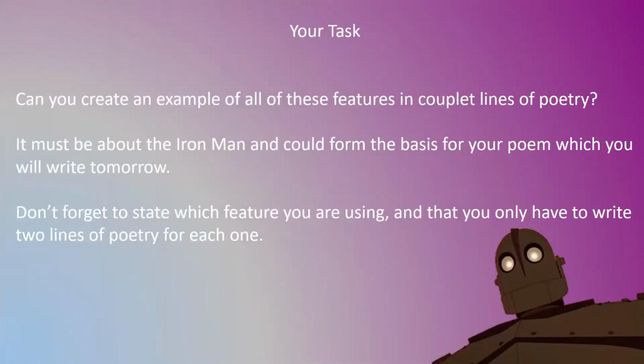So your task for today is to create an example of all of these features in couplet lines of poetry. It must be about the Iron Man and could form the basis for your poem, which you will write tomorrow. Don't forget to state which feature you are using, and that you only have to write 2 lines of poetry for each one. Good luck.